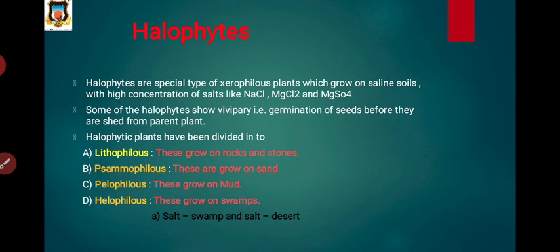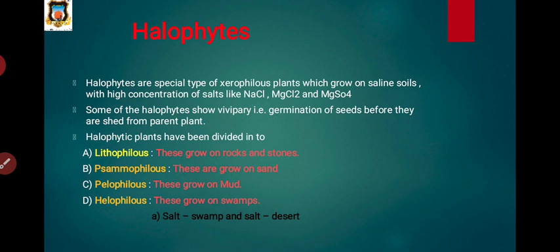In India, mangroves are prevalent on the shores of Mumbai and Kerala. They grow on waterlogged soils.